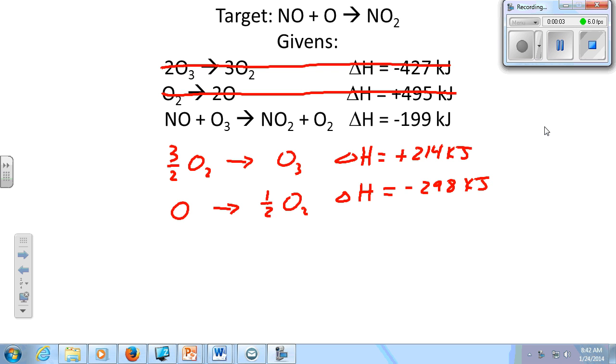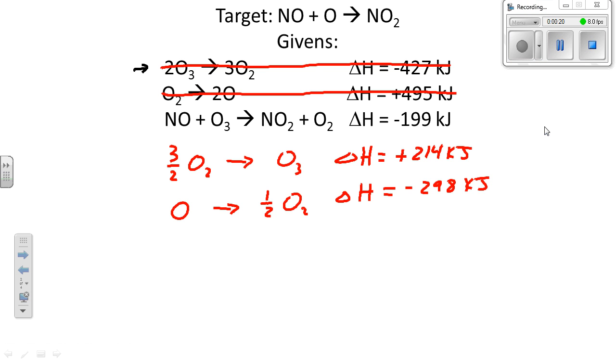This is part 2 of problem number 34 from page 354 in the book. As we left off in part 1, we had done manipulations to 2 of the equations, reversing the first of the givens here, and also dividing it by 2, and also reversing and dividing this one by 2. So here's where we are. We have these 3 equations left.